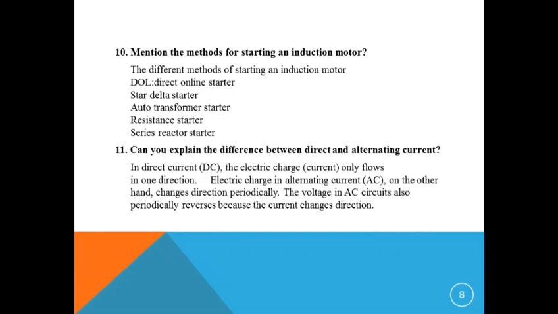Mention the methods for starting an induction motor. Different methods are: 1. DOL, direct online starter, then star delta starter, then auto transformer starter, then resistance starter, and series reactor starter. Next question: can you explain the difference between direct and alternating current?